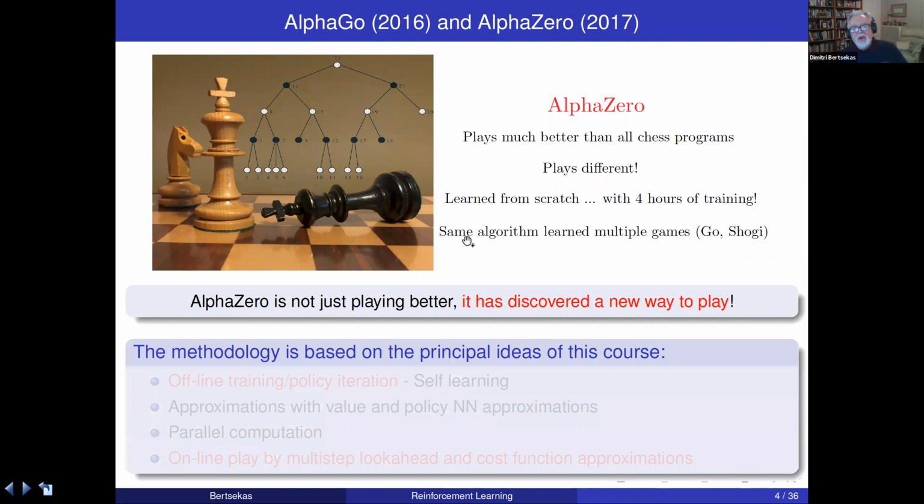The methodology, however, that AlphaZero uses is not so new. The ideas were around 25 years ago, except for some wrinkles, some very clever implementation. And the methods are really the principal ideas of this course. What we're going to cover in this course is the generalized versions of ideas that underlie AlphaZero. And these are offline training using neural networks and the fundamental method of dynamic programming called policy iteration.